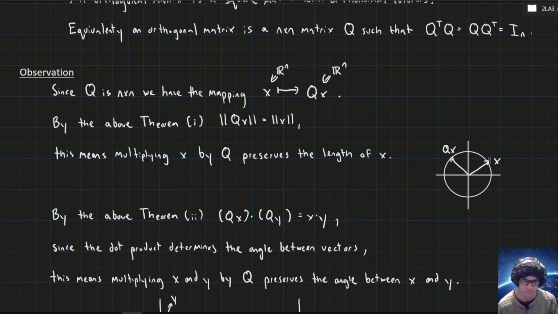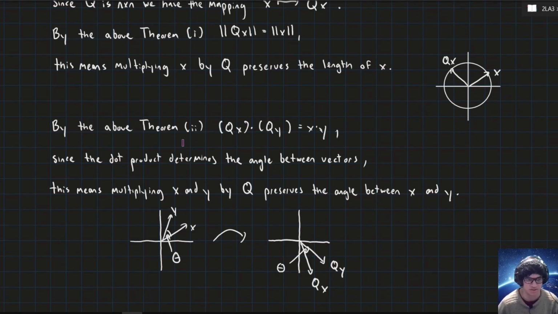Let's suppose this is x here. Now, if I multiply it by Q, it's going to go somewhere on this circle, where this circle is all the vectors that have the same length as x. Let's say x has length 1, then this is the unit circle. So if Q is orthogonal, it must map it to somewhere on this circle. It just rotates it. It doesn't scale it at all.